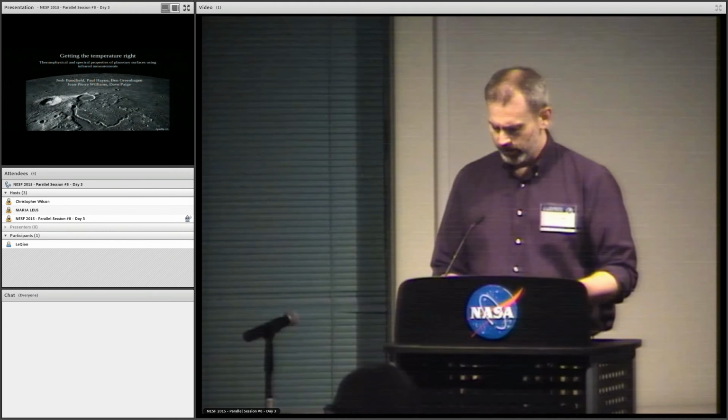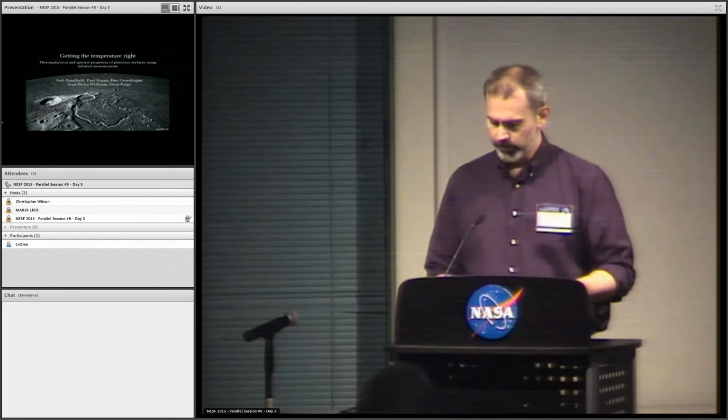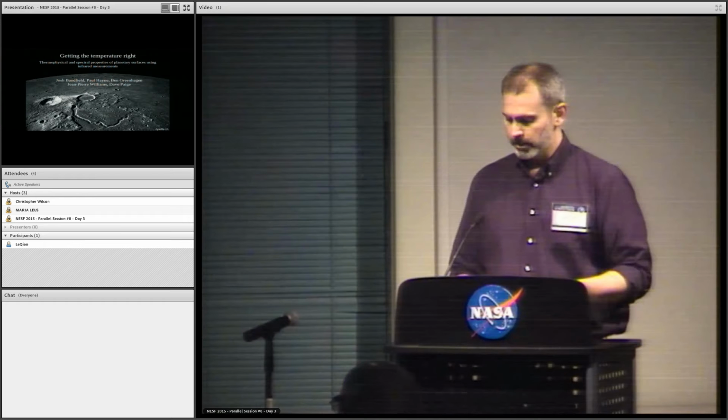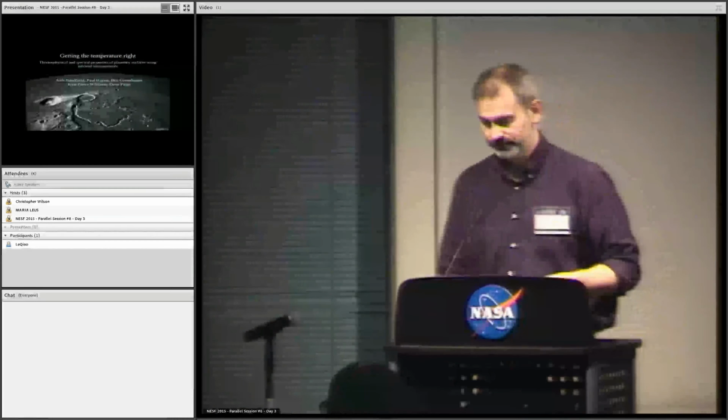Field, getting the temperature right, accurately determining the thermophysical and spectral properties of planetary sources.